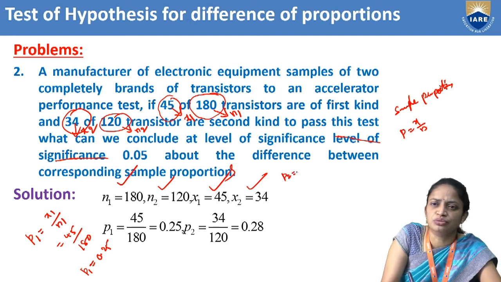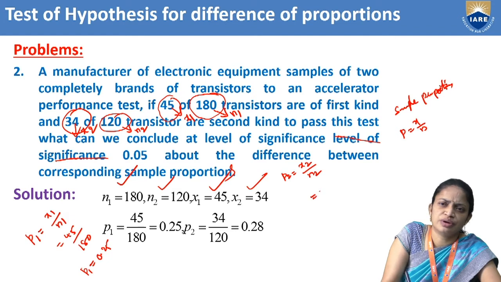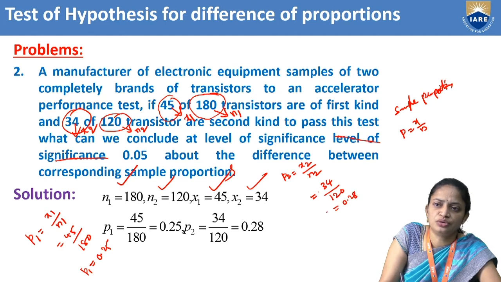Like that, what is the P2 value? P2 is nothing but x2 by n2. So x2 is 34 divided by n2, which is 120. So P2 equal to 0.28.